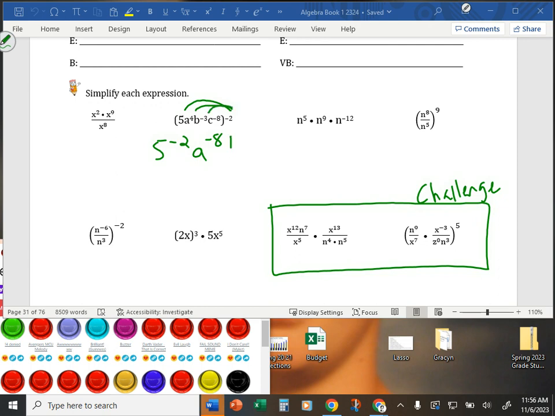Negative 3 times negative 2 is b to the positive 6. Don't have to move that anymore. C to the negative 8 to the negative second is c to the positive 16th. Don't have to move that anymore either. So our final answer, b to the positive 6th, c to the 16th, over what we have to move now, 5 to the positive second, and a to the 8th. So the two rules this one included were negative powers and parentheses.